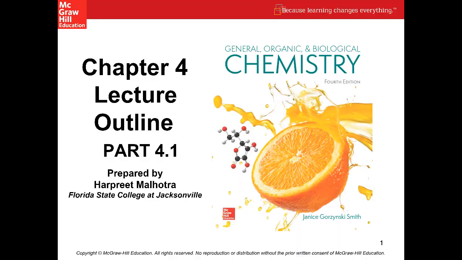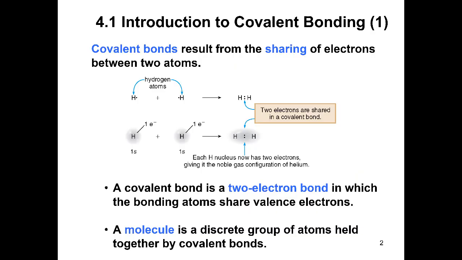In Chapter 4, we're going to talk about covalent bonds. We talked about ionic bonds previously. Covalent bonding, if you recall, as we said before, is where we share electrons between two or more atoms. And those two electrons are going to enable each individual atom to think it has the octet.